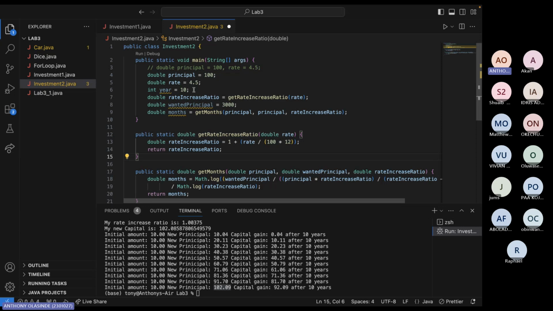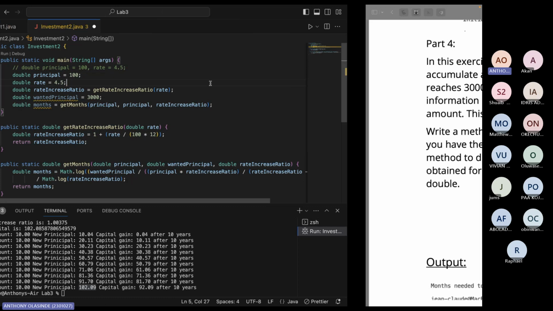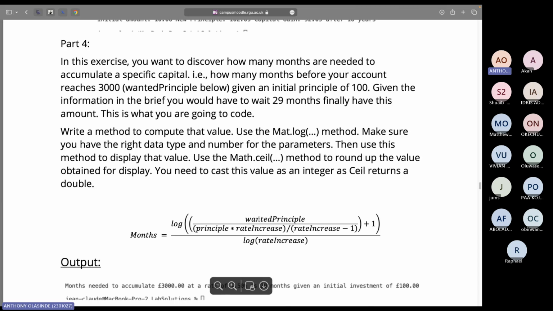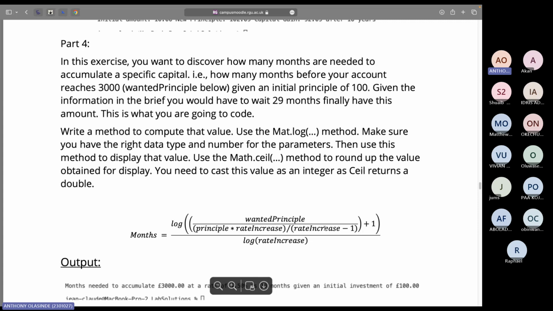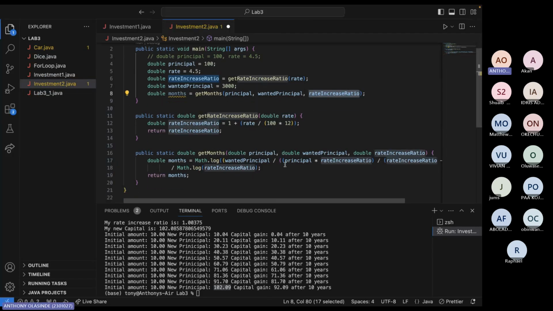And yeah, we don't need year. All we need for this is wanted principal, the principal, and the rate increase ratio. So we have principal, we have wanted principal, we have the rate increase ratio. But for us to calculate rate increase ratio, we need rate. So that's why we left this. So this changes to wanted principal, and this changes to principal, wanted principal, and rate increase ratio.